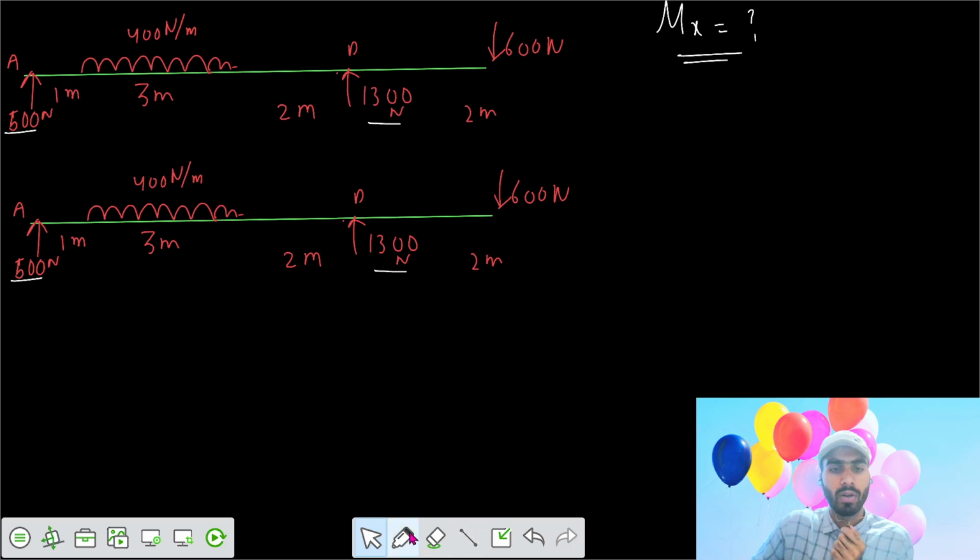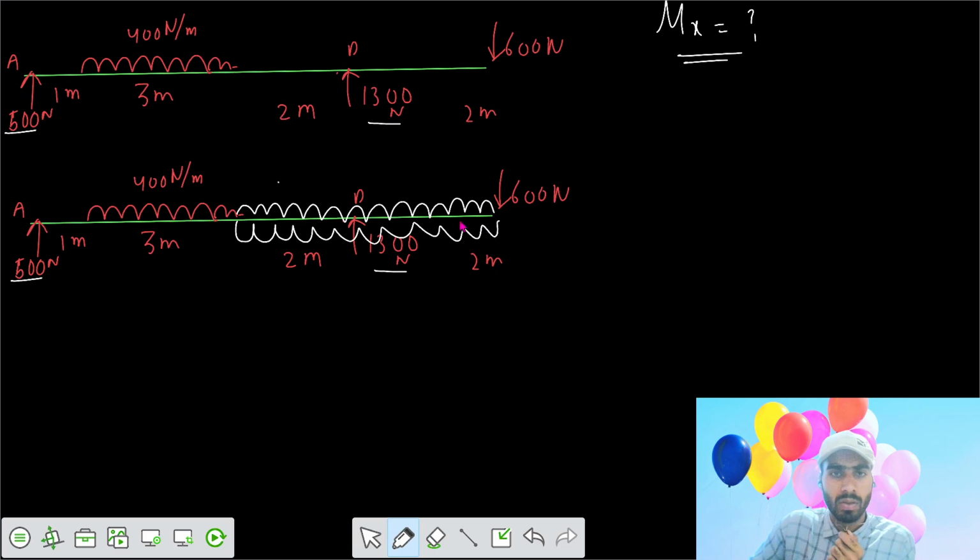We have to make the loading continuous, so we can do that. Let's say we have added a UDL of this 400 kilonewton for this span, and similarly we have to subtract it. Say the loading is acting upwards now. Here the arrow is upwards, and the loading is downwards.